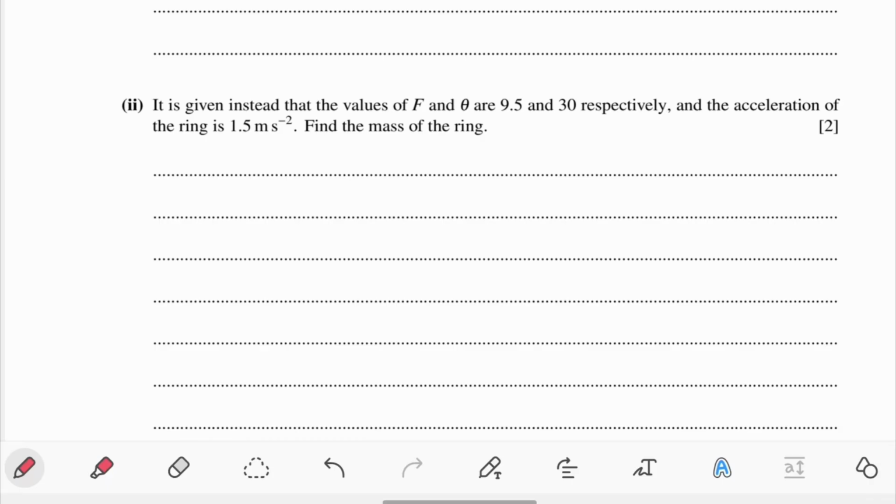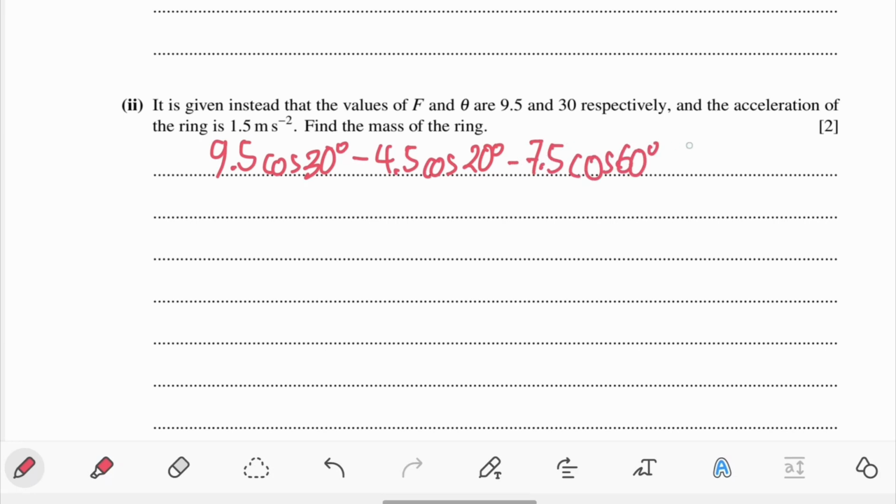Okay, so the second part, it says that instead the values of F and theta are 9.5 and 30 respectively, and the acceleration of the ring is 1.5 meters per second squared. Find its mass. Okay, so there can't be vertical acceleration because it's fixed to the rod. So we're going to have to resolve the forces horizontally to find the resultant force and use that to get the mass. So that would be F cos theta, which is 9.5 cos 30 degrees minus 4.5 cos 20 degrees minus 7.5 cos 60 degrees. That's the force in the x direction, or the resultant force.